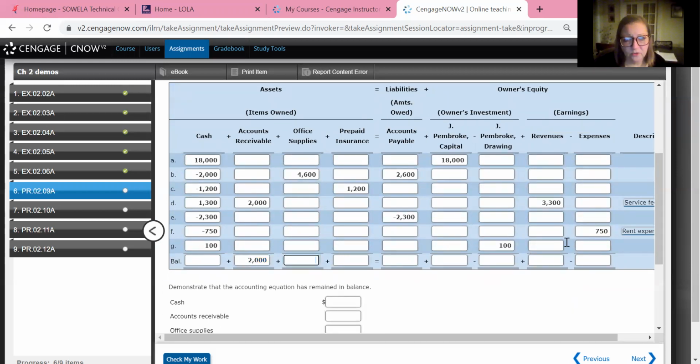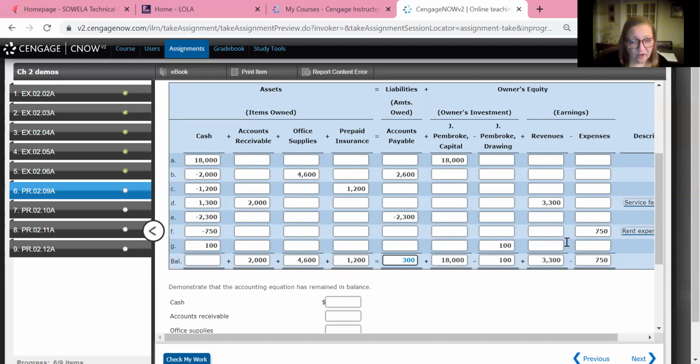Accounts receivable was just one entry. Office supplies is just one entry. Prepaid insurance, just one entry. Capital account, just one entry. I'm just summarizing. The drawing account, just one entry. The revenue, just one entry. The expenses, just one entry. And then I go back to the one that has just two entries now. I have the accounts payable. So the ending accounts payable balance started out, the first entry we made was 2,600. Then it reduced it by 2,300 when we made the payment. So the balance now is 300, right?